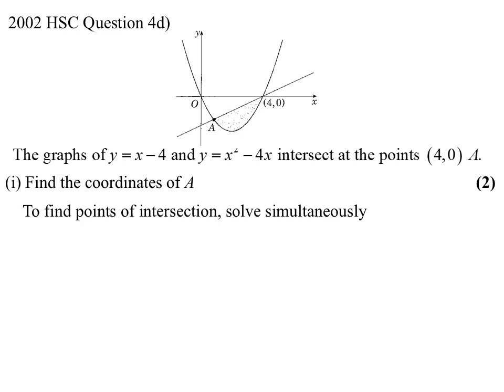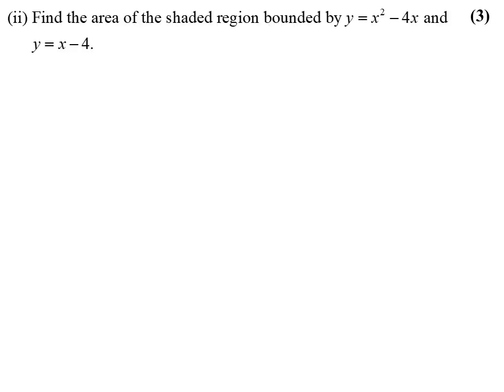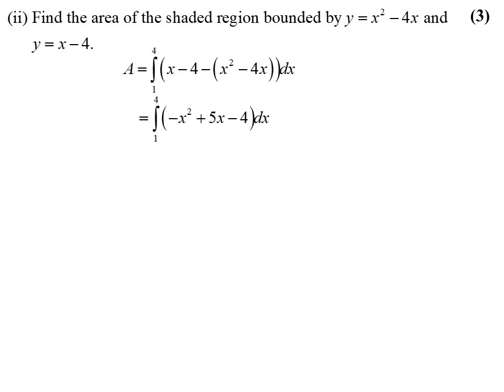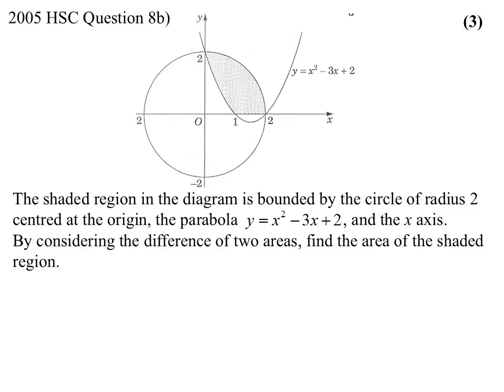All right, let's solve them simultaneously. And we end up with two possibilities, x equals 1, x equals 4. Well, one they've given me already is the x equals 4, so the other one must be the point 1. Substitute in to work out the y value, negative 3. Now go find the area of the shaded region. The top boundary minus the bottom boundary. So x minus 4 minus x squared minus 4x, which is negative x squared plus 5x minus 4. Now we just integrate that. Substitute in, we have our answer.